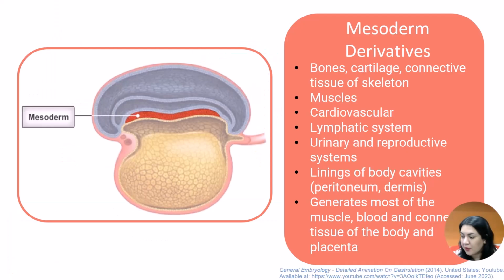Okay, so mesoderm is a major contributor to bones, to cartilage, to connective tissue of the skeleton, to the skeletal muscles, the smooth muscles, a lot of the cardiovascular system, the lymphatic system, the urinary and reproductive systems, as well as linings of the body cavities. So mesoderm really is quite a large contributor to the various structures in the body.